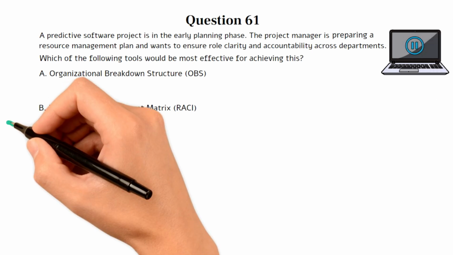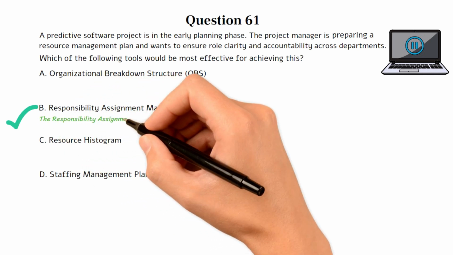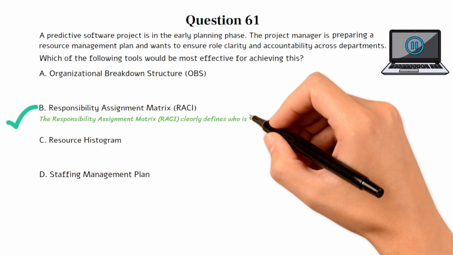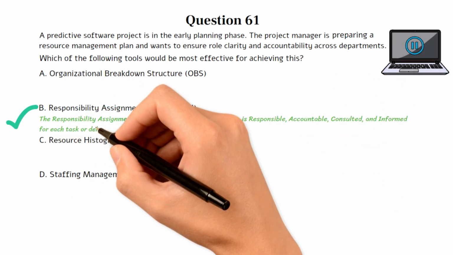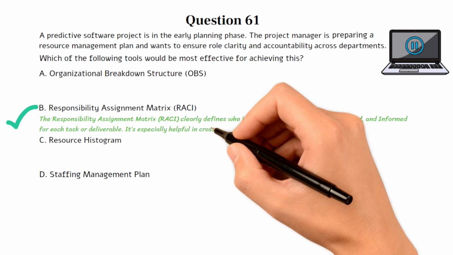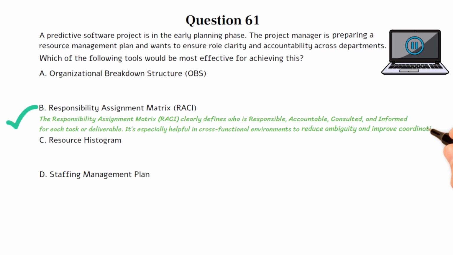The correct answer is B. This question tests your knowledge of resource management tools, particularly how to promote clarity in roles and responsibilities within a predictive project environment. Choice B is the best option because the responsibility assignment matrix clearly defines who is responsible, accountable, consulted, and informed for each task or deliverable. It's especially helpful in cross-functional environments to reduce ambiguity and improve coordination.